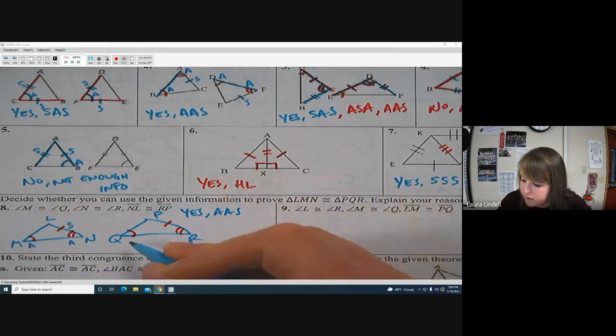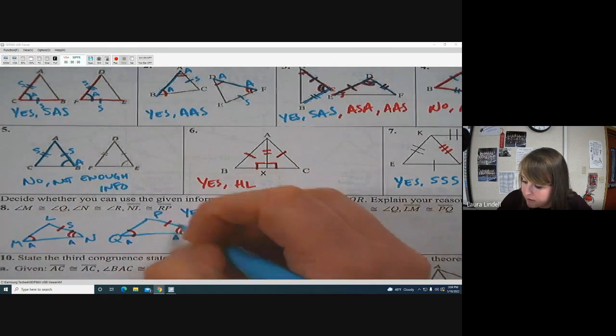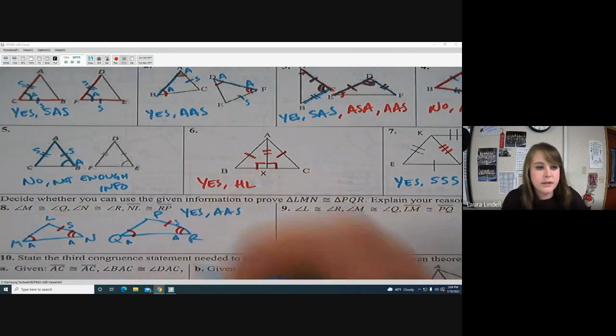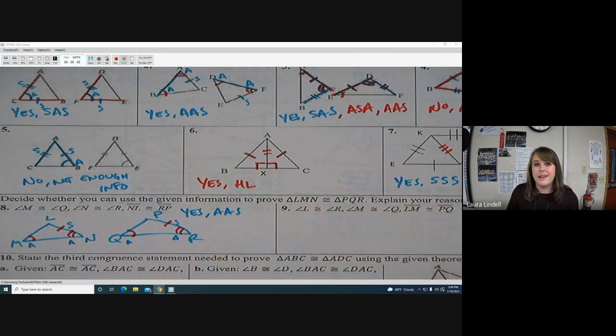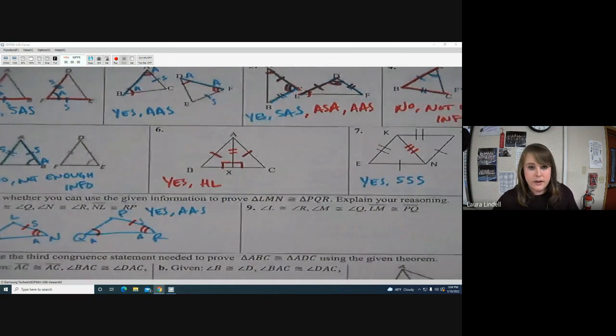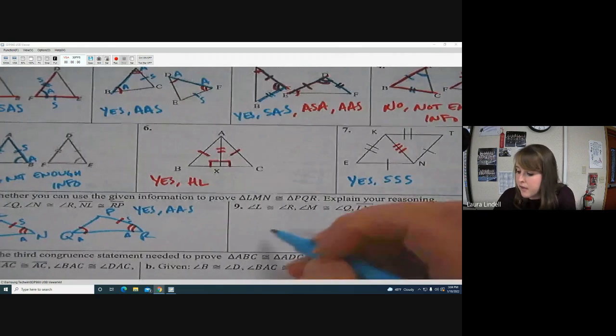And if we look at this one, it's also AAS. The side is not between the two angles, so it is AAS. All right. This one over here is very similar. I'm going to do the same kind of thing.